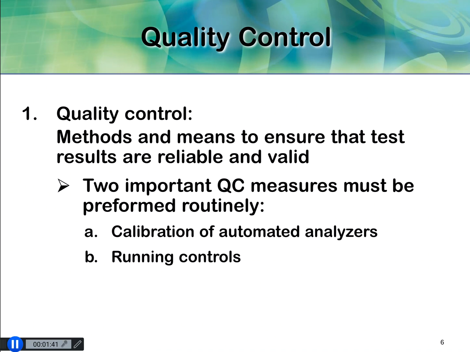Quality control. This is methods and means that are done to ensure that test results are reliable and valid. So there's two really important QC or quality control measures that must be performed routinely. Calibration of any analyzers in the medical office, and then running controlled tests on the analyzers.